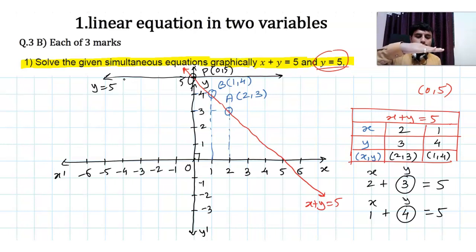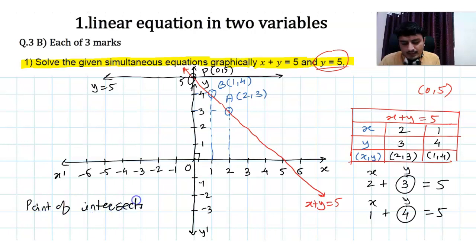Now one is horizontal, the other is crossing it at point P (0, 5). So the point of intersection of both lines is the point P, having the coordinate (0, 5). The value of x is 0 and the value of y is 5, which should satisfy both equations simultaneously, so we can say (0, 5) is the solution of the given simultaneous linear equations in 2 variables.